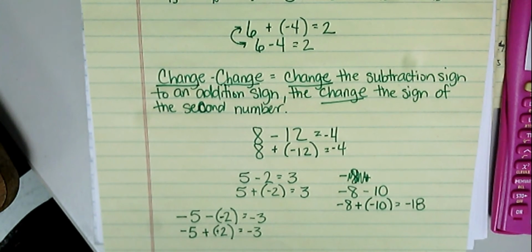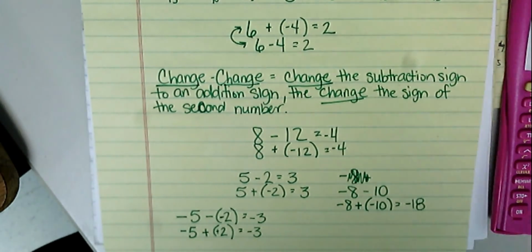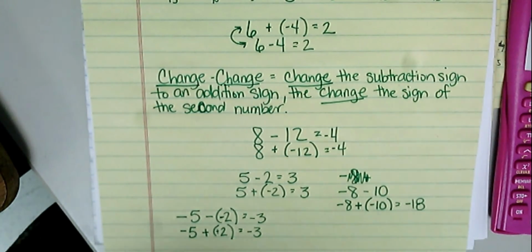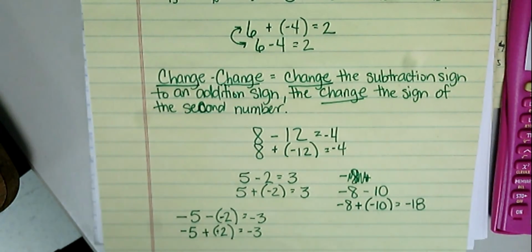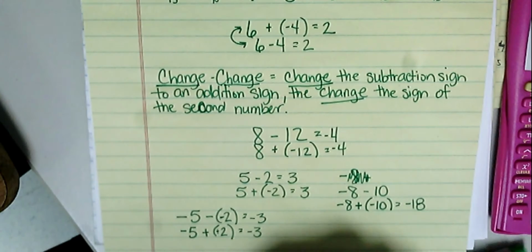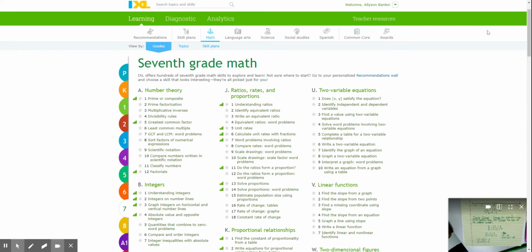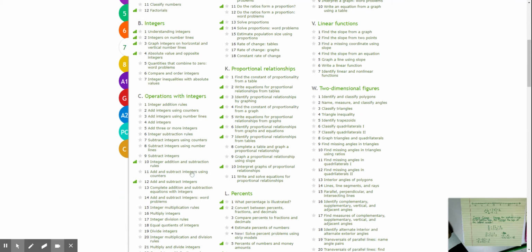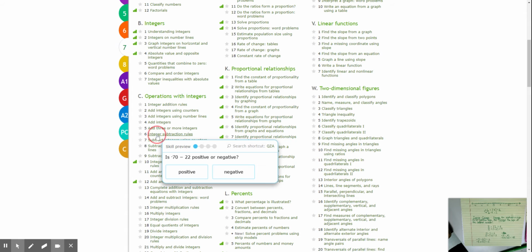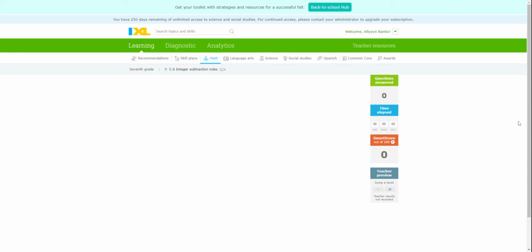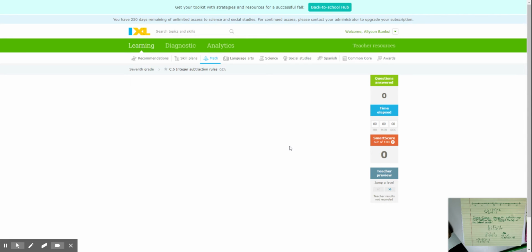Change. So you can recognize if a subtraction number sentence is going to be positive or negative just by using the change rule and looking to see which one has the greater absolute value. Okay? So let's look at our iExcel. This is actually going to be C6. And you guys will have it in your Google Classroom.